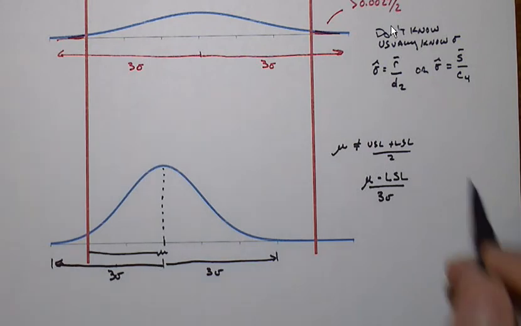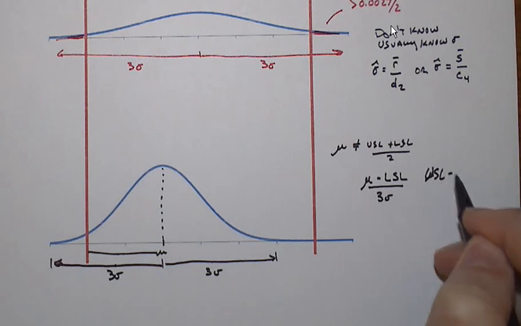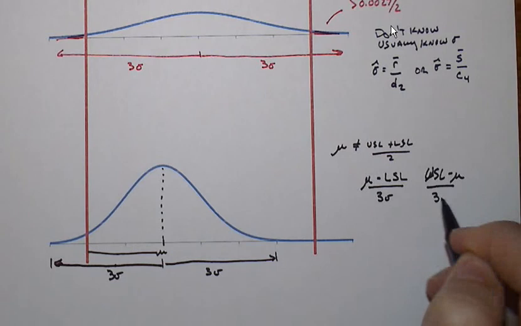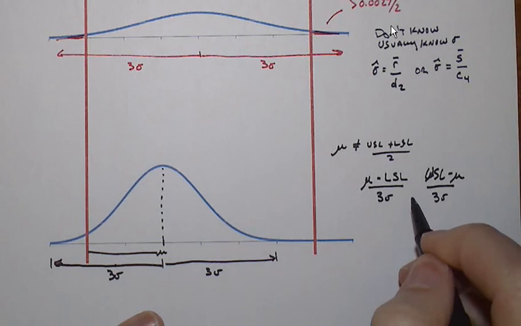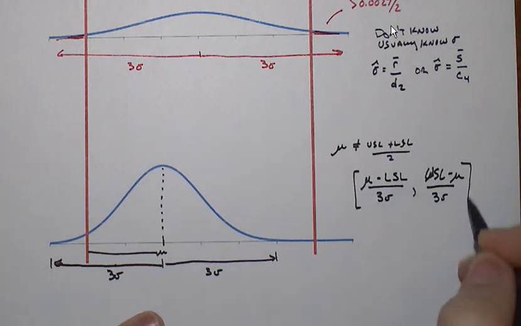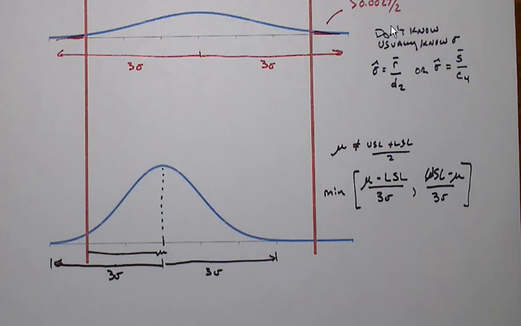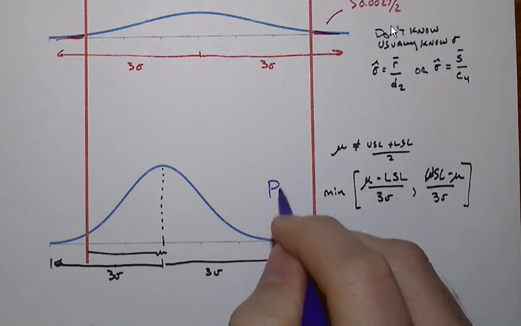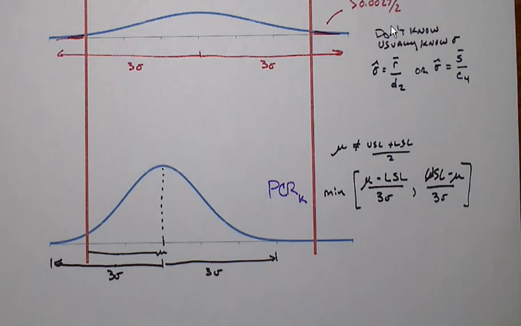And if we were, of course, at the other side, it would be our USL minus mu divided by 3 sigma. Now we don't really have to calculate both of those, but if you were putting this into a spreadsheet and wanted to cover all kinds of possibilities, then you could calculate both and take the min of either one. Only one of them is really significant to you. It's the one that you're closest to, and we call that the PCR sub k for that particular situation.